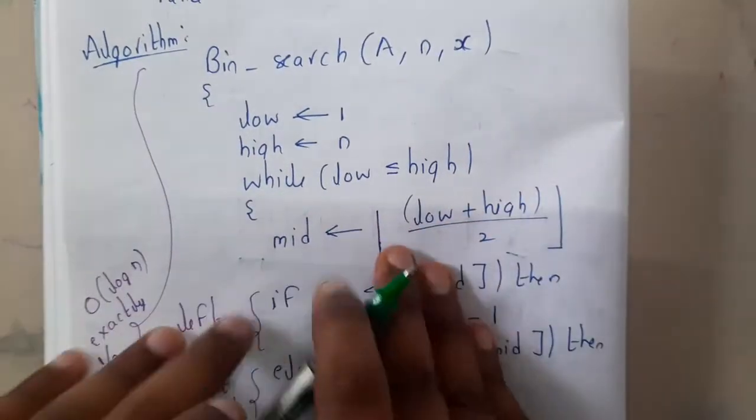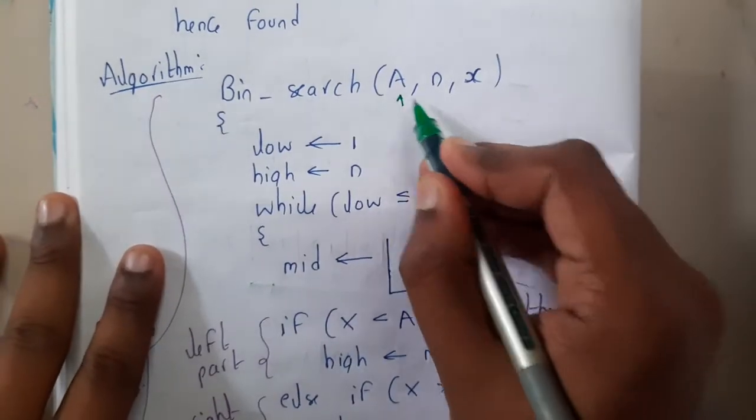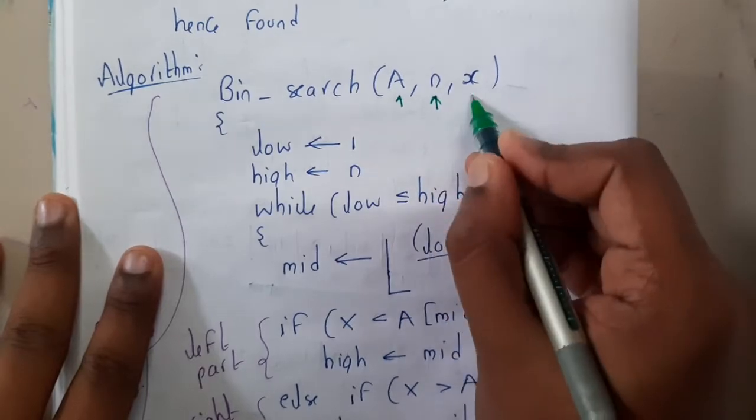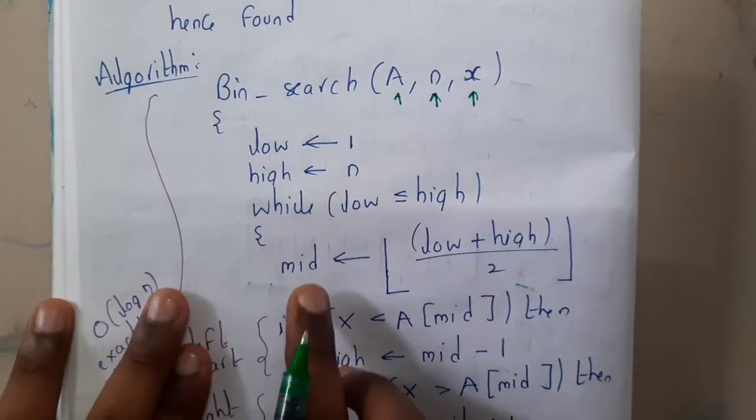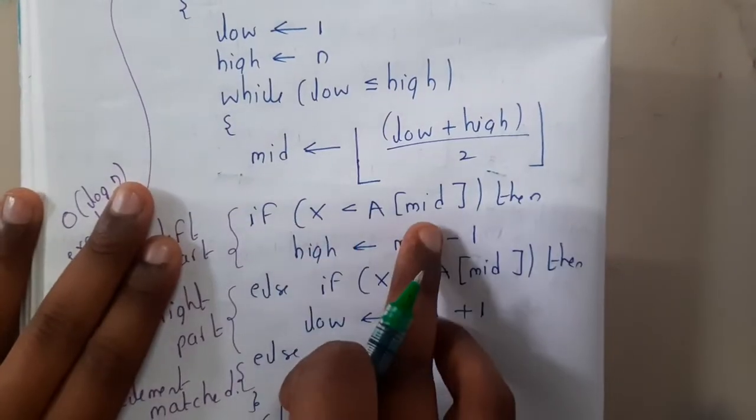Got it? Yes. So in simple words, this is the algorithm, guys. So we will be passing an array. You will be passing the size of the array. You will be passing the key. You will start from low, from 1 to n. You will get the middle value. You will compare with the middle value.